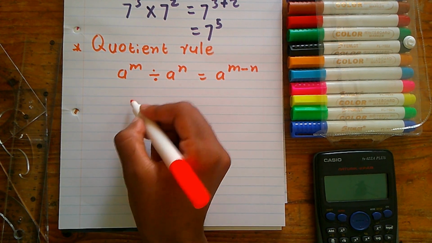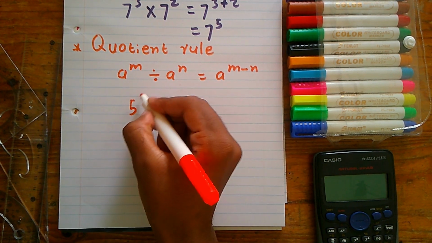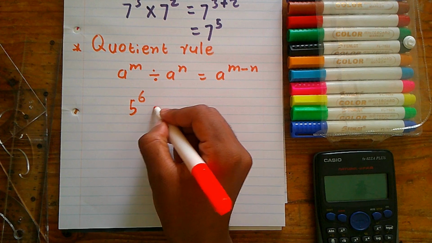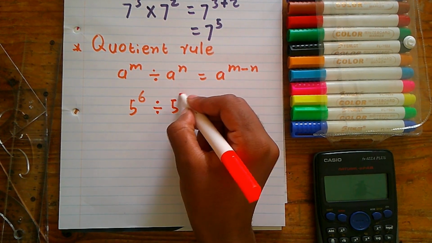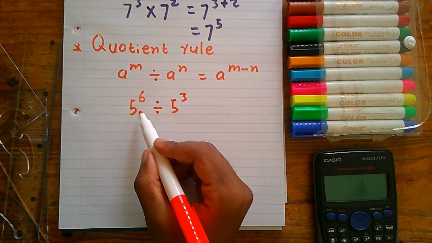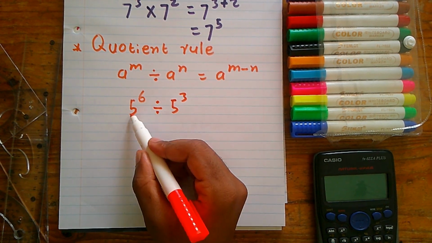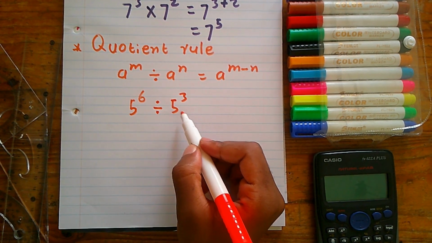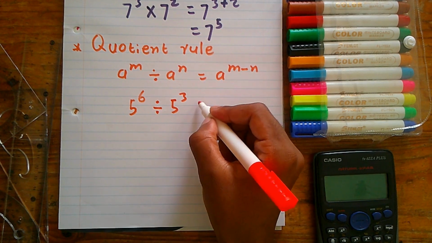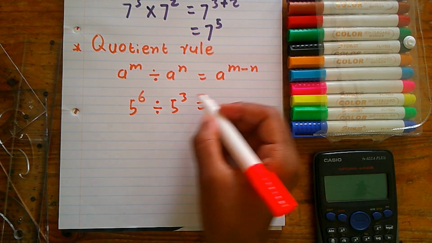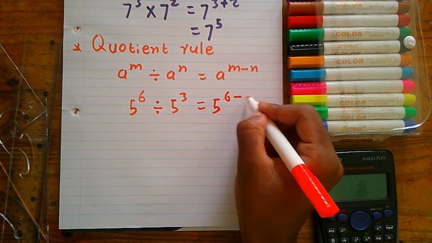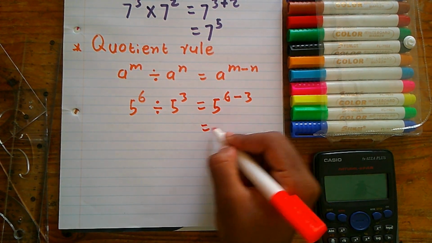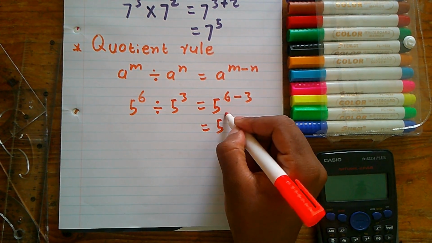Let's take an example. If we have 5 to the power of 6 divided by 5 to the power of 3, we have bases which are the same. We have 5 here, we also have 5 here, and we are dividing. Now this means that we are going to subtract our exponents. We will have 5 to the power of 6 minus 3. Our answer will be 5 to the power of 3.